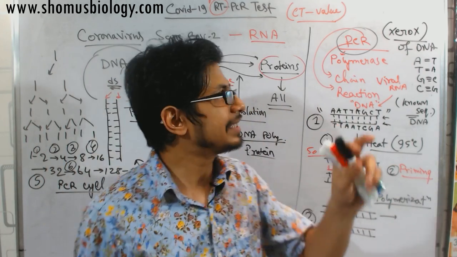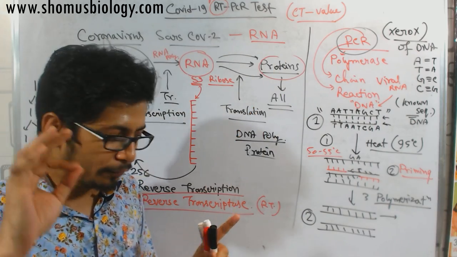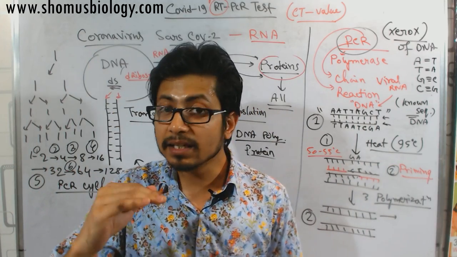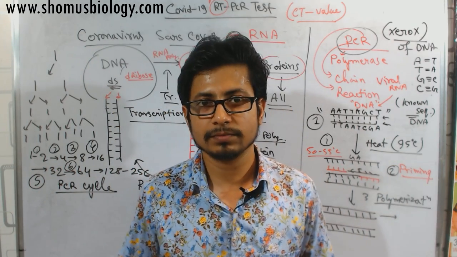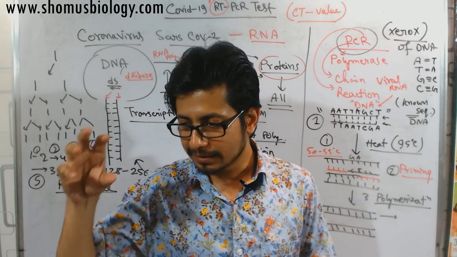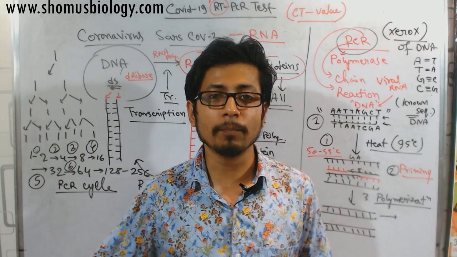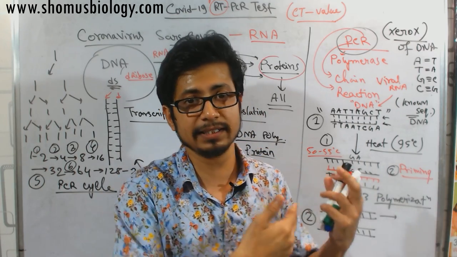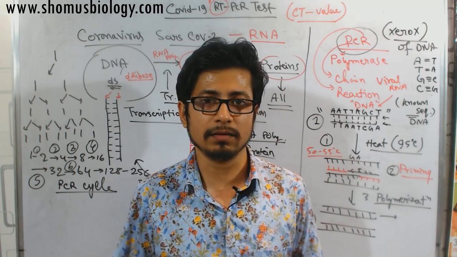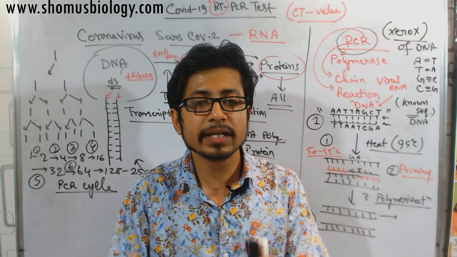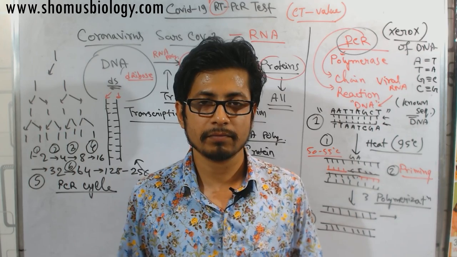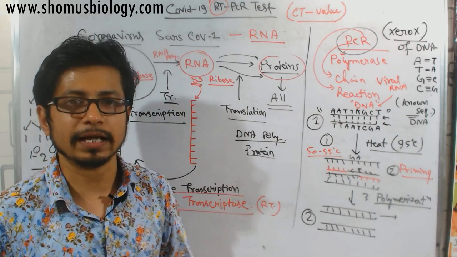So now what is this CT value? CT, the full form, remember I told you, is cycle threshold. Cycle threshold is a value that tells us after how many cycles the viral genetic component, in this case RNA, and in case of PCR it's DNA, becomes detectable. That is counted with the CT value.